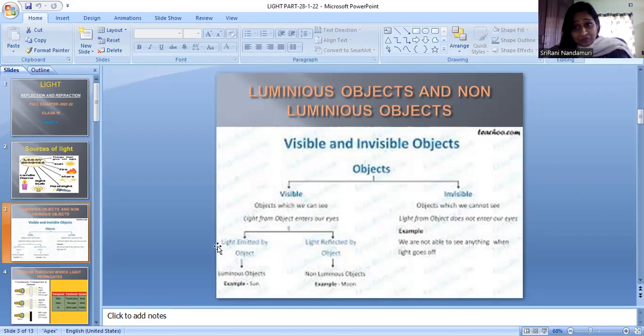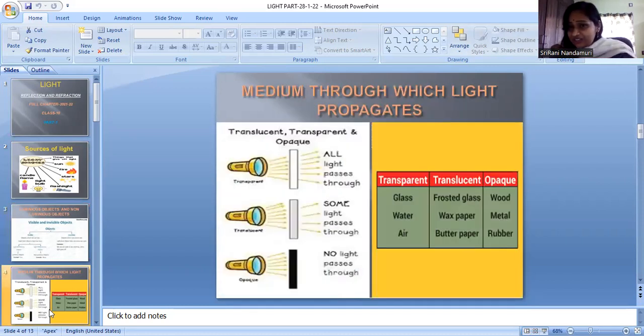What are the examples of luminous and non-luminous objects, children? One of the best examples for a luminous object is nothing but the sun, right? And one of the best examples for a non-luminous object is the moon. Does the moon have the capacity to emit its own light? No. The moon does not have the capacity to emit its own light. There is one basic phenomenon. How does the moon emit light? That is nothing but reflection. Further, we are going to discuss in today's class what reflection is.